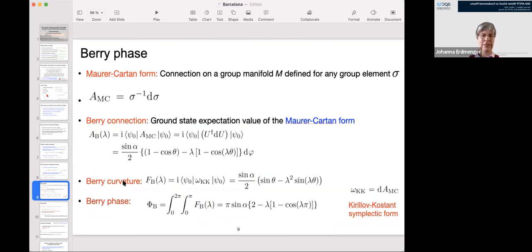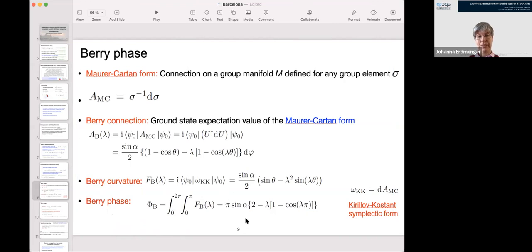And then from the Berry connection, we can calculate the Berry curvature, which is just the field strength associated to this gauge field. And again, we can just calculate it. And so now the field strength tensor associated to this Maurer-Cartan form is the so-called Kirillov-Kostant symplectic form, which just means it's the exterior derivative of this field. So essentially, in physicist language, this is a field strength tensor. And we can just calculate this, and then we get this expression here. And this was a constant, which depends on the interaction strength and the magnetic field. So these are the parameters on the SU(2) group manifold. And lambda was this parameter which distinguishes the two transformations. Okay, and then we can also calculate the Berry phase, which is then this integral over this Berry curvature. And this is the result that we get.